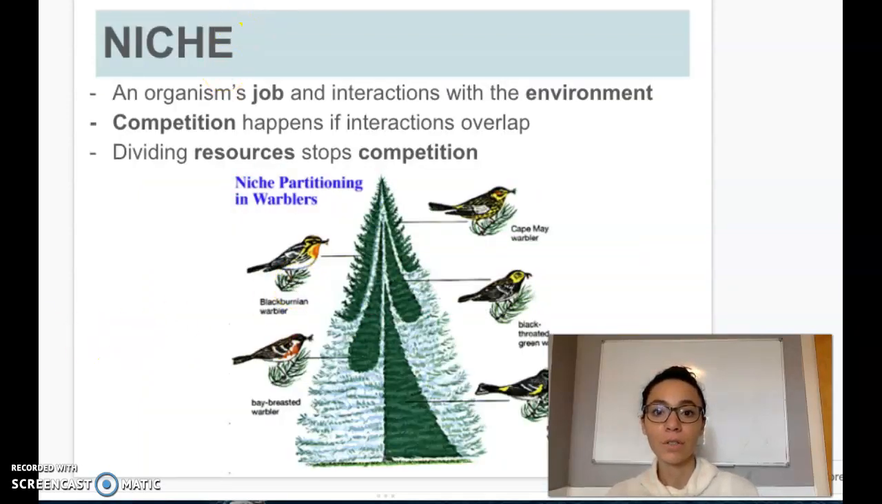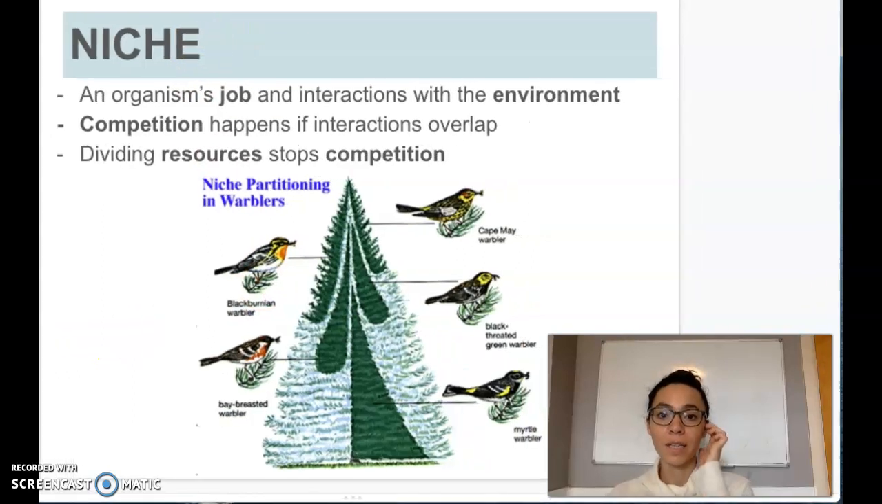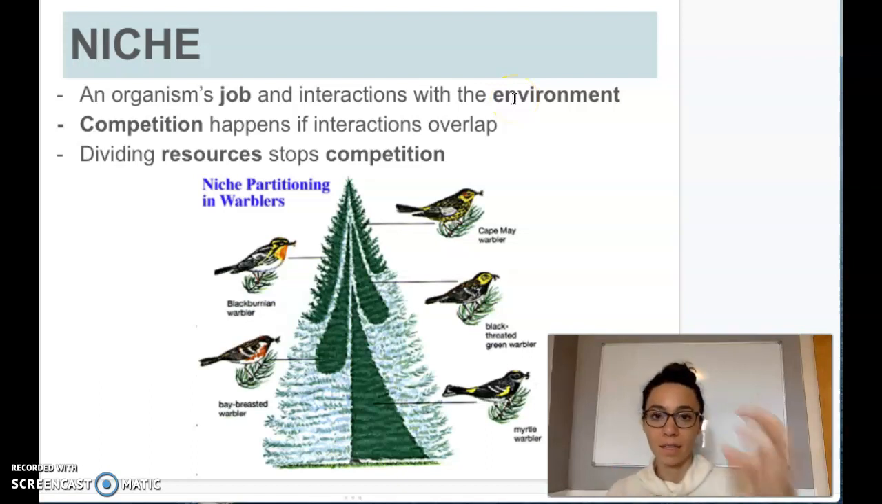So first, a new word we're learning is niche. A niche is an organism's job and interactions with the environment. So the job that an organism has in the environment.